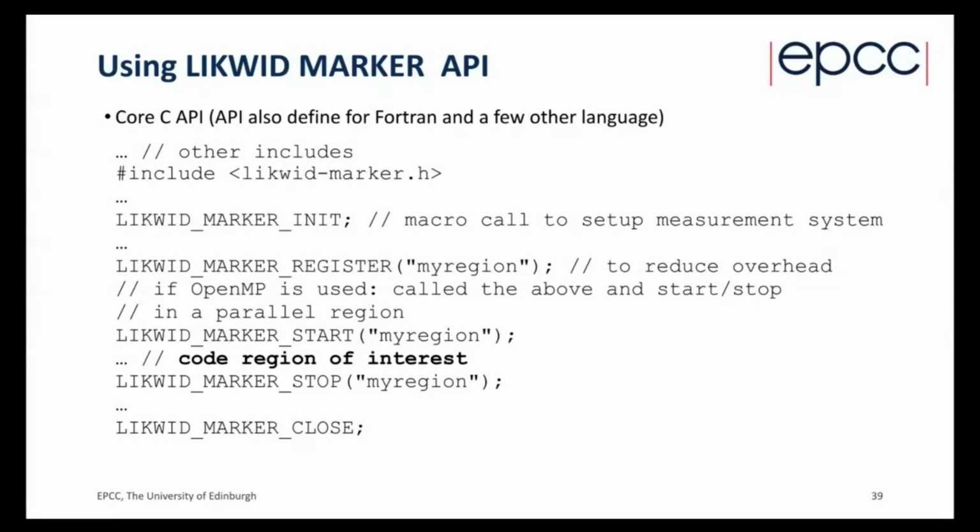This LIKWID_MARKER_REGISTER is not strictly necessary, but it's recommended by the original developers to reduce overhead. So there's some setup originally. If your code is using OpenMP, marker register, marker start, marker stop should be called from inside the parallel region. And finally, again in the serial part of the code, LIKWID_MARKER_CLOSE finishes off the measurements, and after that, the markers can't be used anymore.